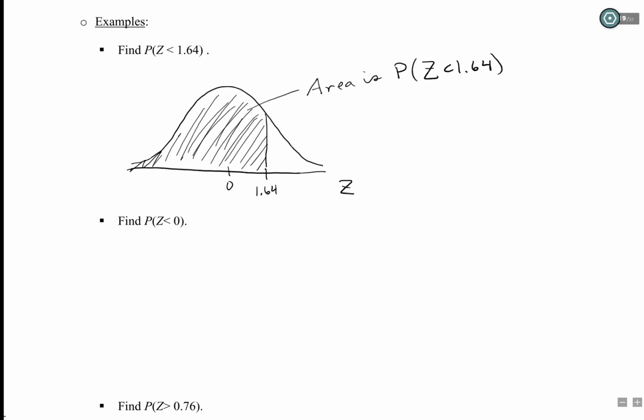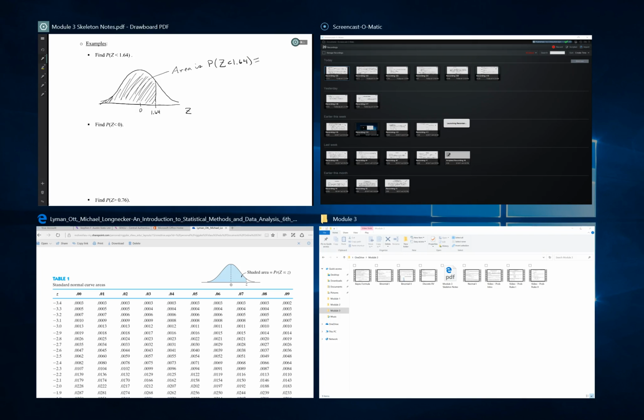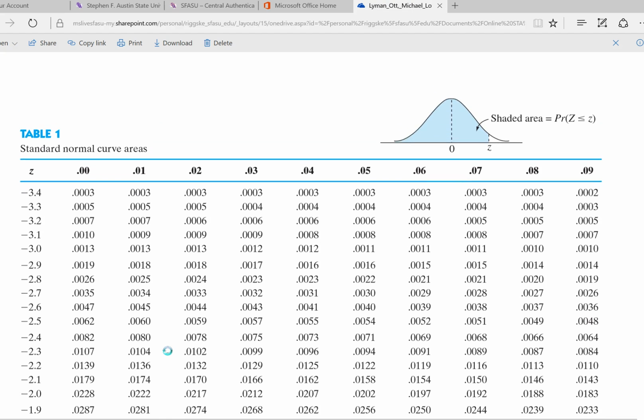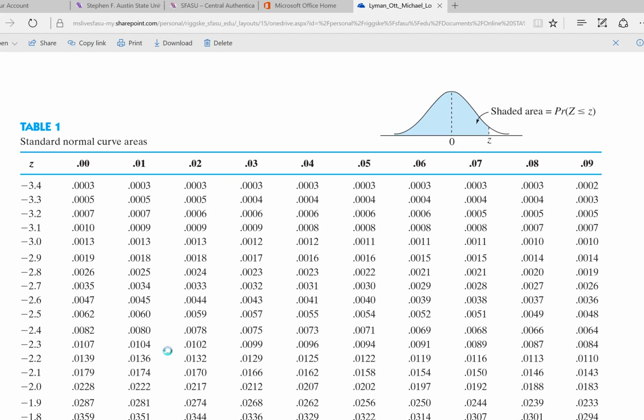Okay? Now how do we find that? Well, there's not a formula that gives us that quantity. We're going to use the table from the book. And so I've got a PDF of the book here. I'm going to try to open it up. There we go. So there's the PDF of the book, the front part of the book there.